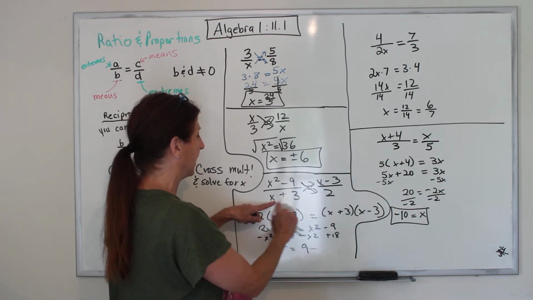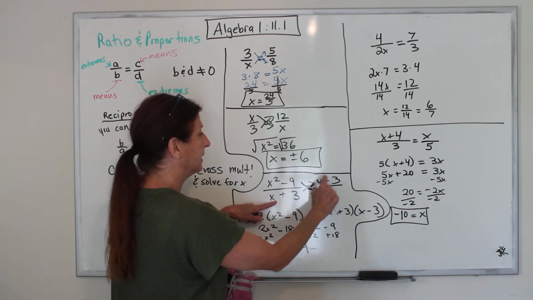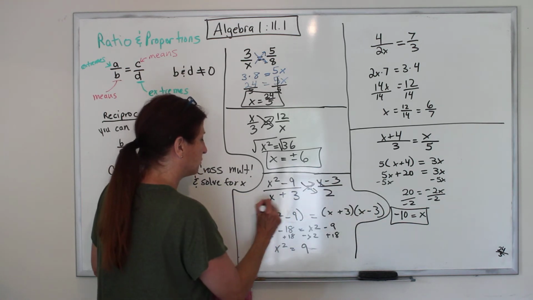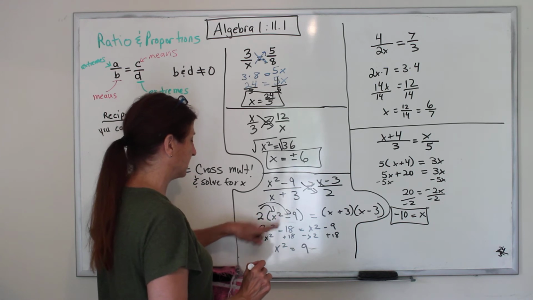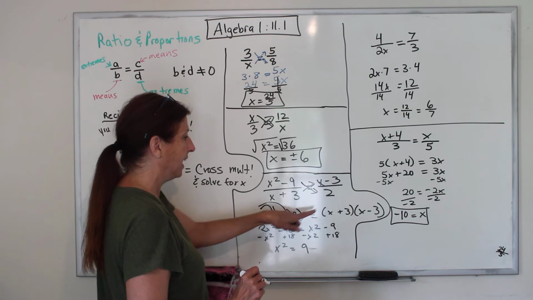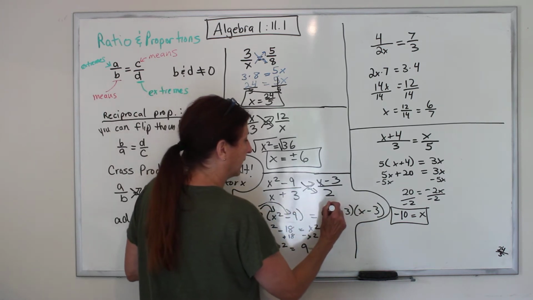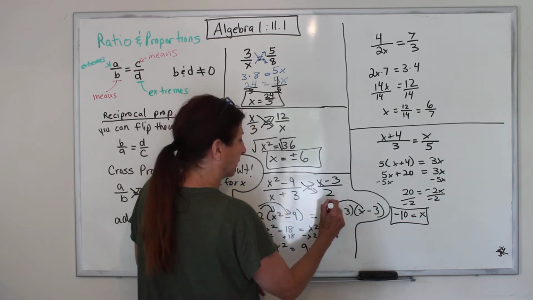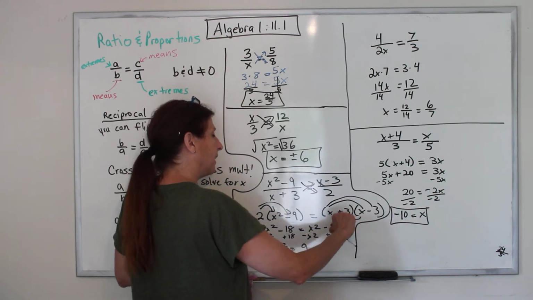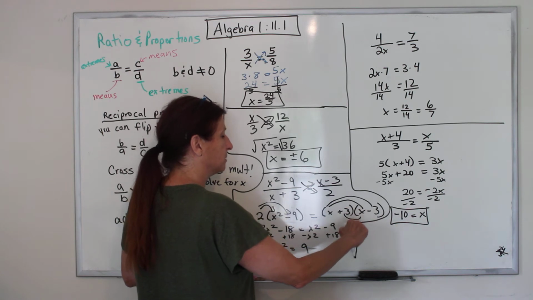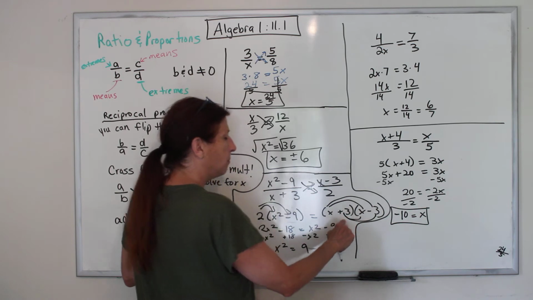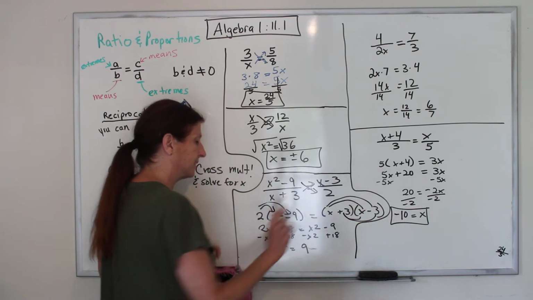And this way I've got x plus 3 times, that's ugly, but it's x minus 3. So now I do the distributive property. 2 times x squared is 2x squared. 2 times negative 9 is negative 18. And over here, I multiply it out: x times x is x squared. X times negative 3 is negative 3x. But x times 3 is positive 3x, and those are going to cancel each other out. And then positive 3 times negative 3 is negative 9.